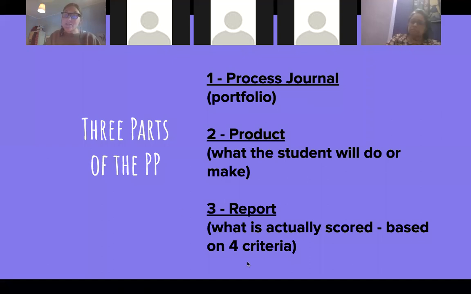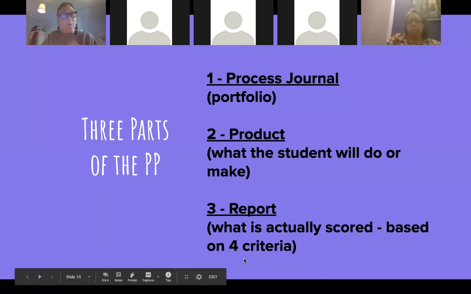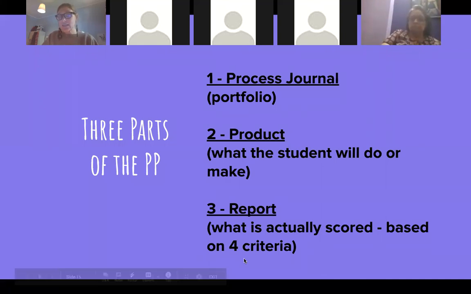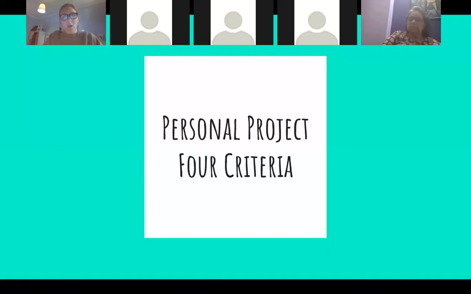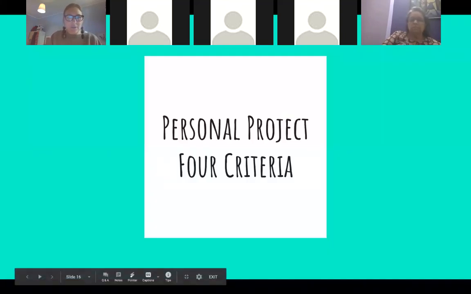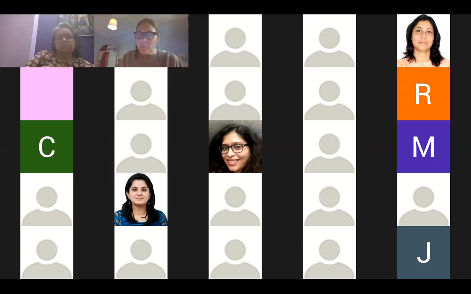And the report, this is where it's scored. This is where all 4 criteria are applied. There are 4 sections, just like the design cycle: investigating, planning, taking action, and reflecting. And it cannot be written until the product's done. Okay, so we're going to go into the personal project 4 criteria in just a minute. Before we go on, are there any questions?